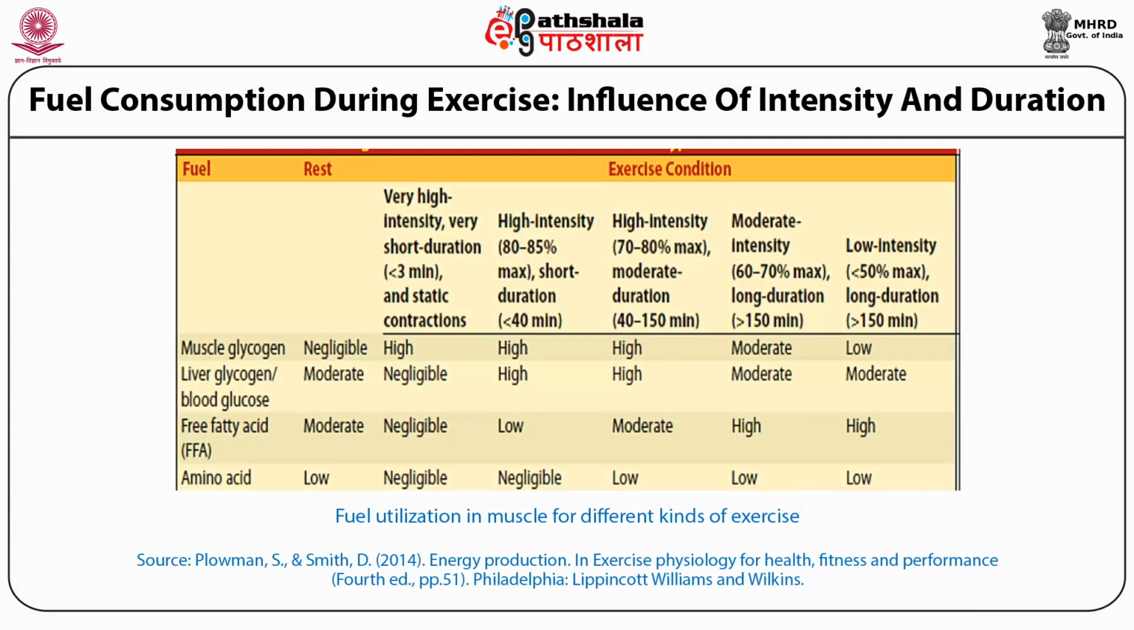This particular table shows us the fuel utilization by the muscles for different kinds of exercise. As we can clearly see from this table, there is a different utilization during the different kinds of exercise like very high intensity or short duration exercise, high intensity or short duration exercise, high intensity with moderate duration, moderate intensity exercise with long duration, and the low intensity or long duration exercise have different kinds of fuel utilization.